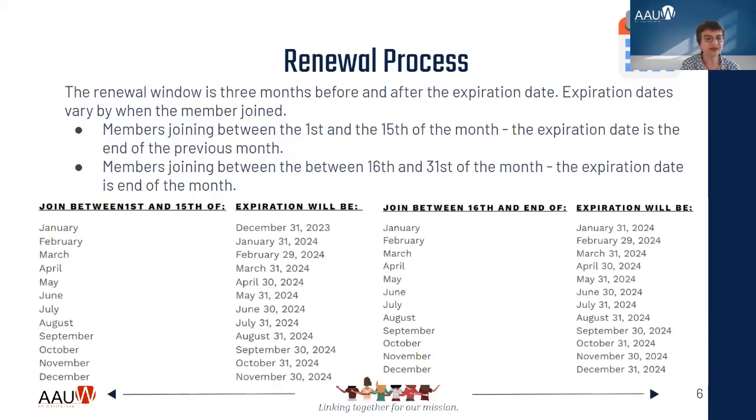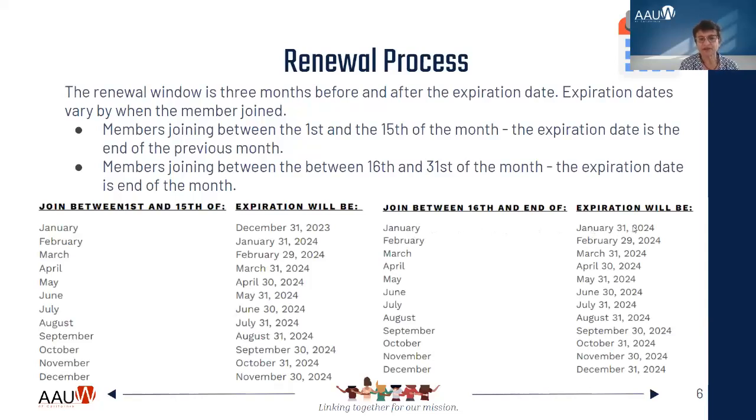So for instance, if somebody joins between the 1st and 15th of January, then their membership begins on the 1st of January and it would end on the 31st of December. On the other hand, if somebody joined between the 16th of January and the 31st of January, then their membership, while it actually begins from the day they join, in the records is beginning on February 1 and ending on January 31st.